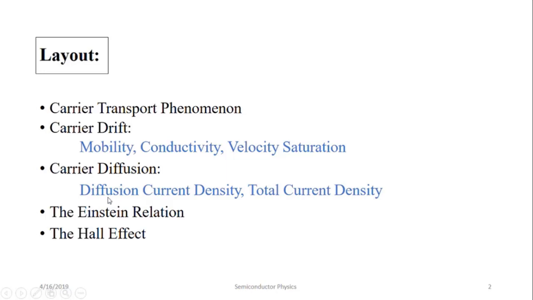In diffusion we are going to mention the diffusion current density and the total current density, which is propagated by drift and diffusion both. Then we will discuss the Einstein relation, which develops the relationship between diffusion and drift. Then we will have an application of those carrier transport phenomena, the well-known Hall effect.